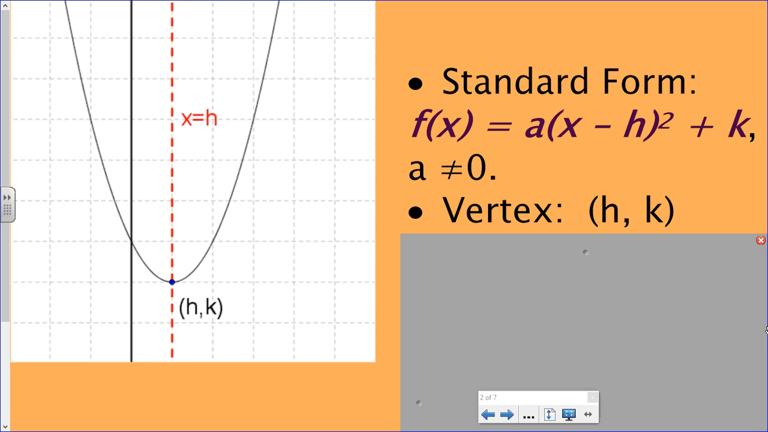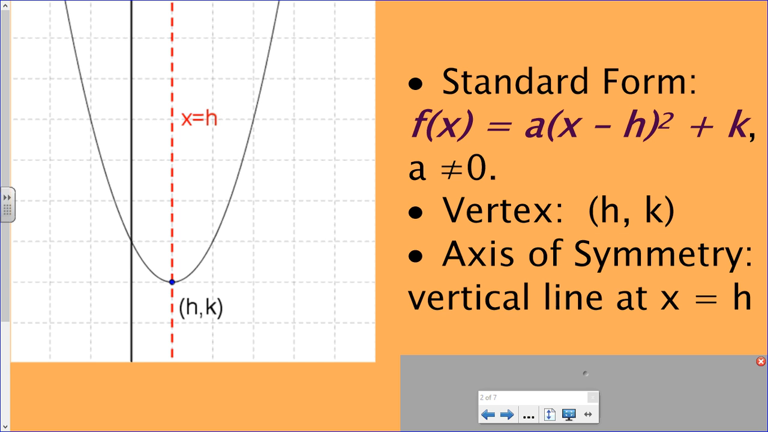What is this red line I have graphed that goes through the vertex? Do you remember what that is called? Symmetry. It's the axis of symmetry. Okay? The vertical line that splits the parabola in half and goes through the vertex, that is called the axis of symmetry. Okay? It is a line, and so I do expect you to write it as a line.